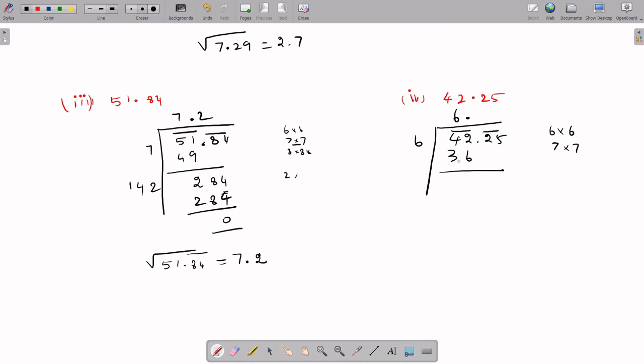Okay. And 42 minus 36, you have 6. That is 36 plus 4 is 40, 40 plus 2 is 42. So 4 plus 2 is 6. You have to write it. And 25 you have to take here. Okay.